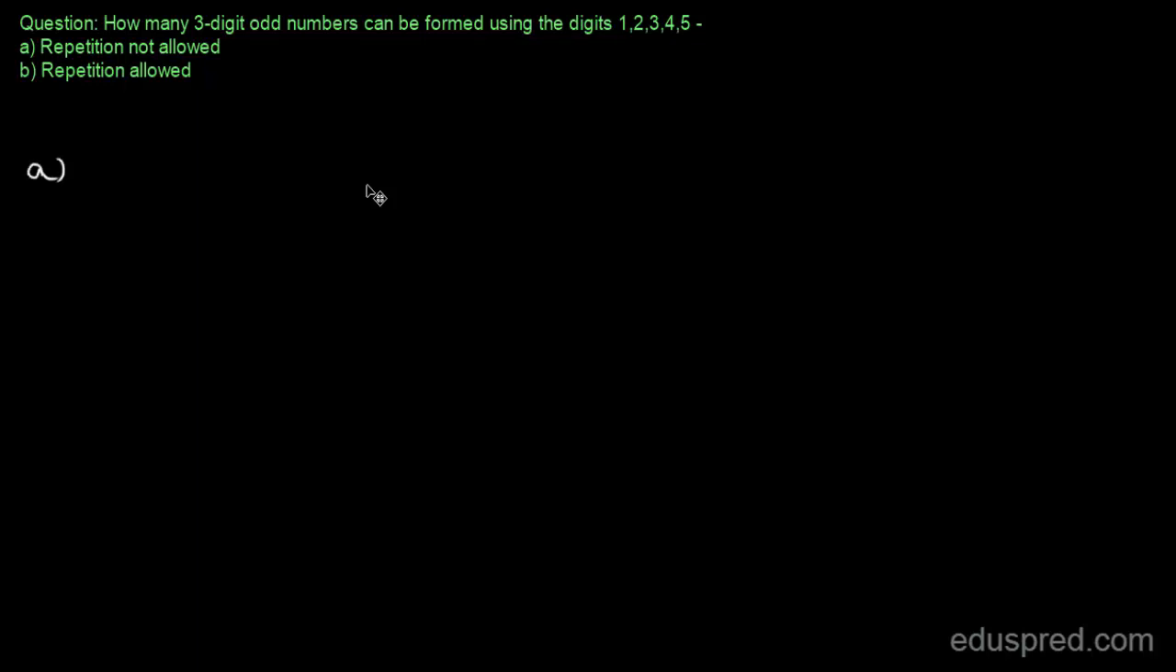So we are given that we have to use the digits 1, 2, 3, 4 and 5, and we have to form 3-digit odd numbers. Now because we have to form 3-digit numbers, let us make 3 slots here. Now note that we are given a condition in this question. The condition is that the 3-digit numbers that we have to form should be odd. And the rule is that whenever you are given a single condition in the question, always start with that condition.